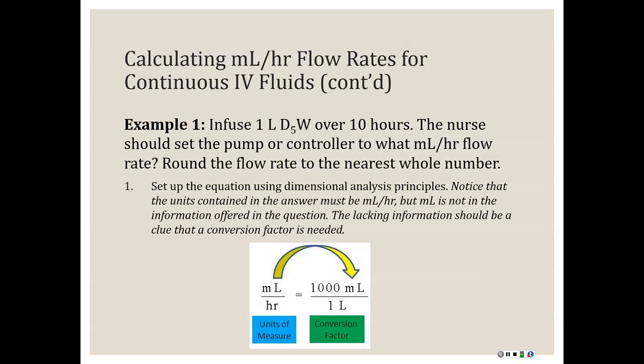Okay, so let's look at our first example. Our order is to infuse 1 liter of D5W over 10 hours. The nurse should set the pump or controller to what milliliter per hour flow rate. Round the flow rate to the nearest whole number.